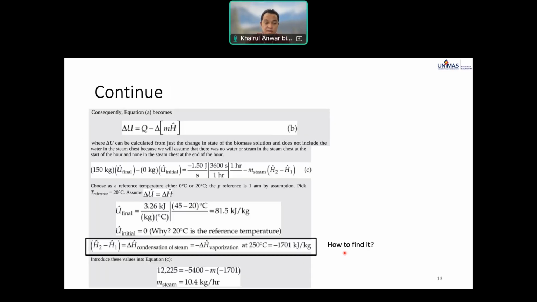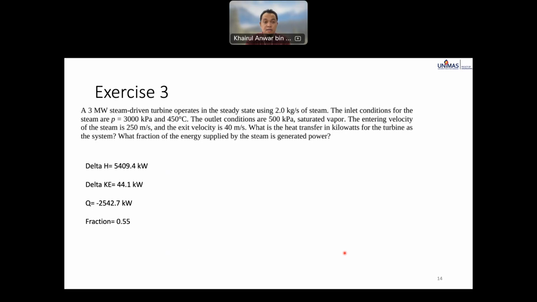For the heat of vaporization at 250 degrees C, you need to refer to the steam table. Exercise 3, exercise 4, okay. You should try exercise 2. This exercise is based on the book Elementary Chemical Processes.